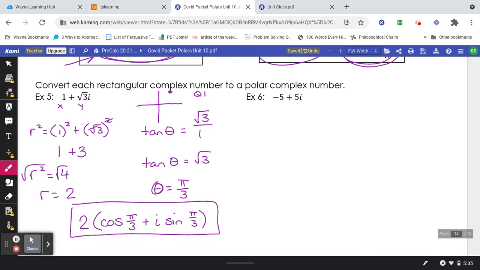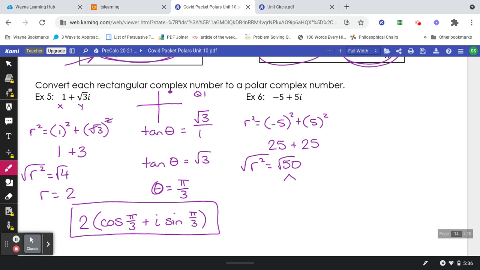Okay, example number 6. R squared equals negative 5 squared plus 5 squared. Negatives will always square off into positive numbers, so that'll be positive 25 plus positive 25. That's 50. Square root that, you do not get a whole number. You would get a decimal. We don't want decimals. We want simplified radicals. So we're going to take the 50 and break it down.